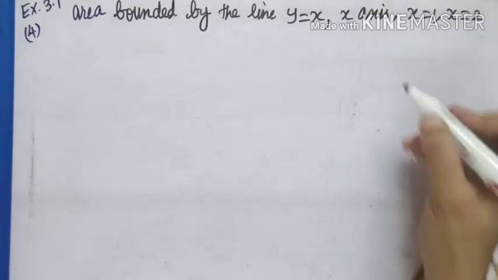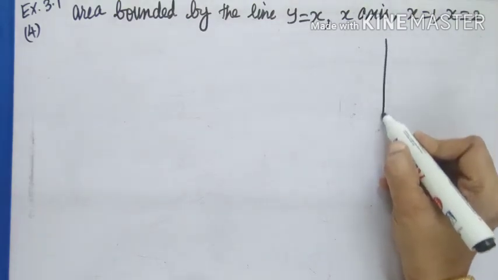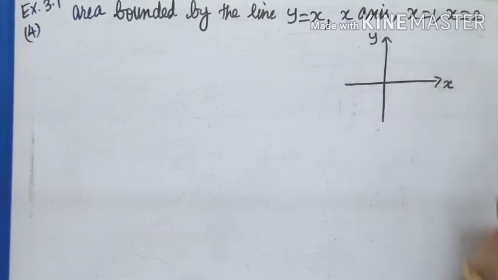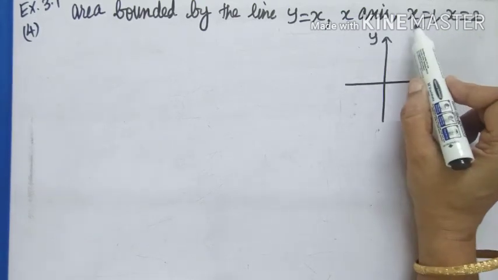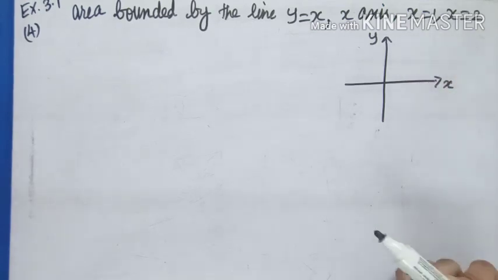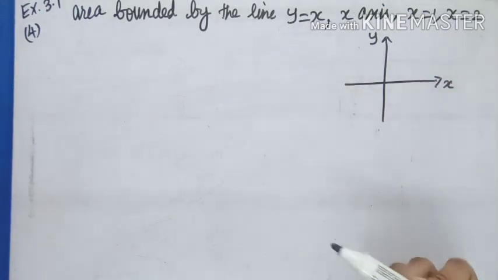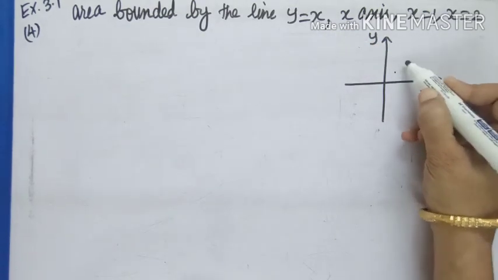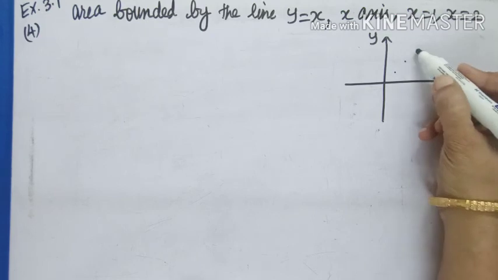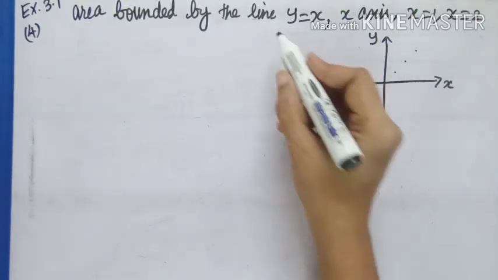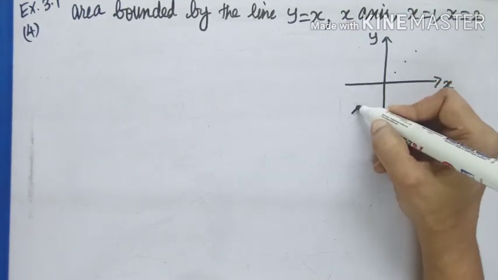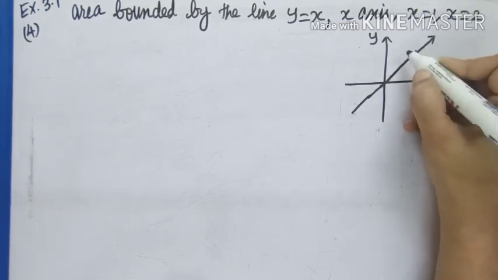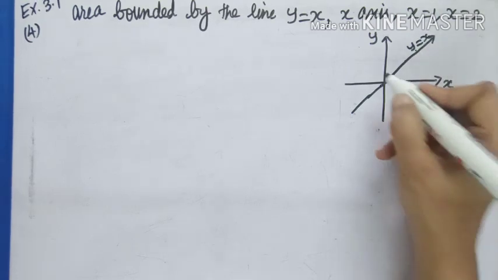Question number 4. Area bounded by the line y equals x, x-axis, y-axis. The values are x is equal to 1, x is equal to 2. What about this y is equal to x? I put x is 1, y is also 1. X is 2, y is also 2. X is 3, y is also 3. So y equal to x is the line that is exactly in the middle of the xy plane. So this is the line y equal to x.